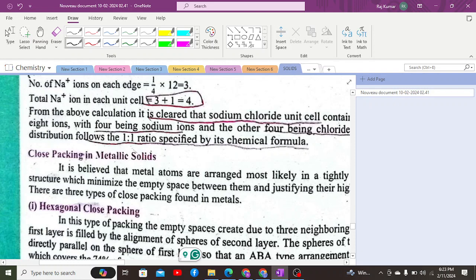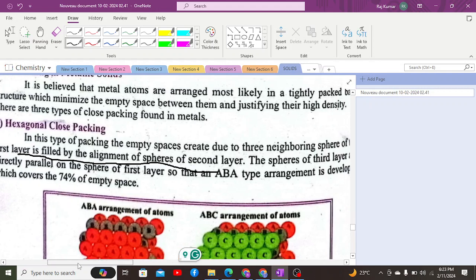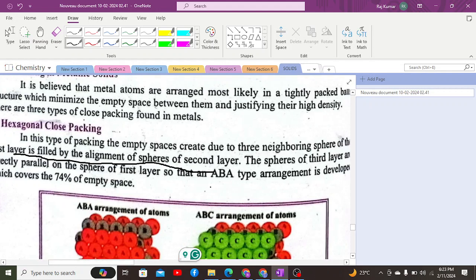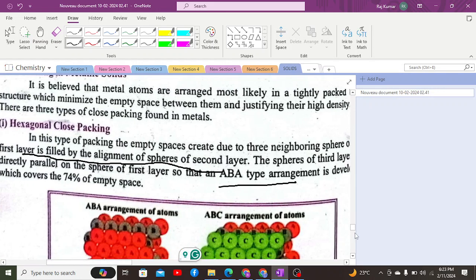The three types of close packing found in metal. First is hexagonal close packing. In this type of close packing, the empty spaces created by three neighboring spheres of the first layer are filled by the alignment of the spheres of the second layer, and the spheres of the third layer lie directly parallel to the spheres of the first layer, so that an ABA type arrangement is developed, which covers 74% of the space.